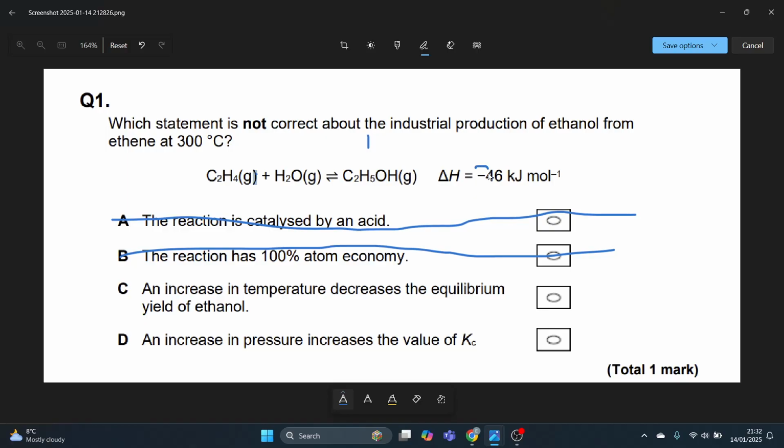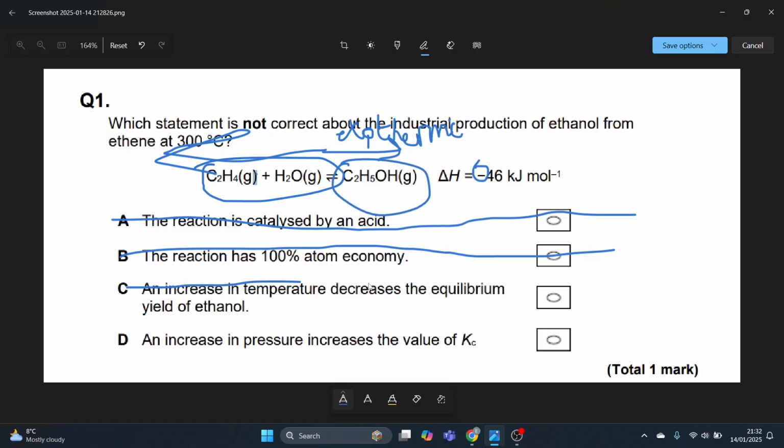Because delta H is negative, the forward reaction is exothermic. Therefore, if I increase temperature, it's going to shift to the endothermic direction, and therefore I'm going to have more of this, and therefore it will decrease the equilibrium yield of ethanol. So that's true. Therefore, the statement which is false is this one.